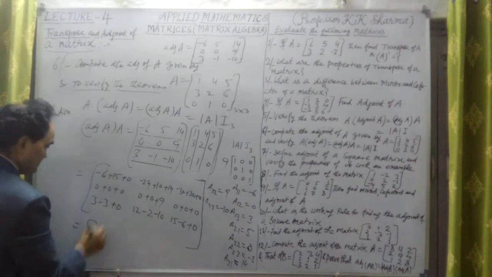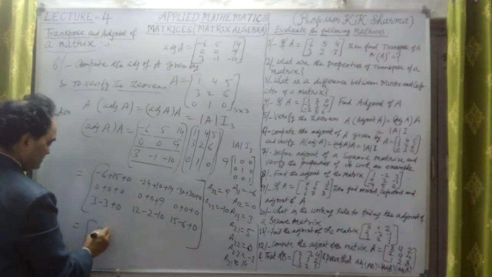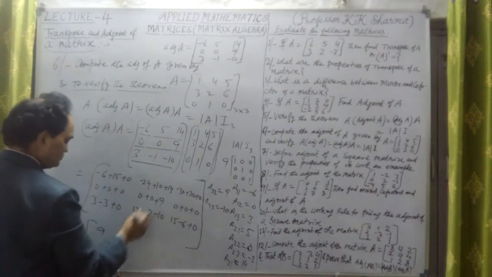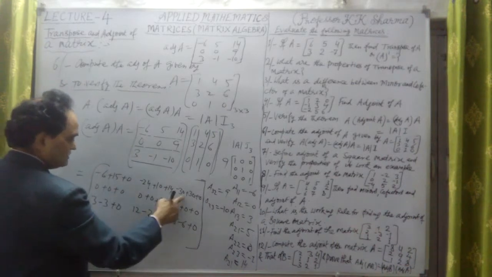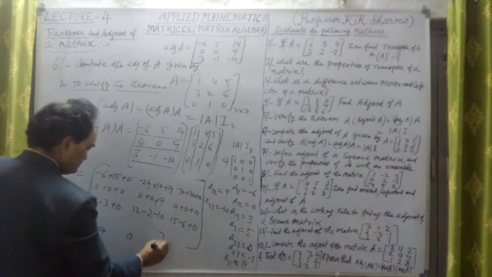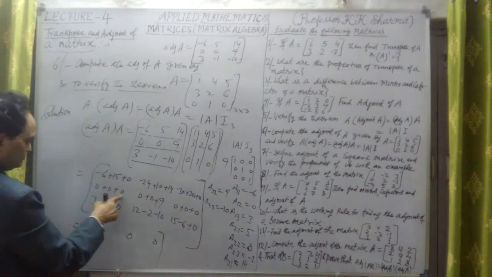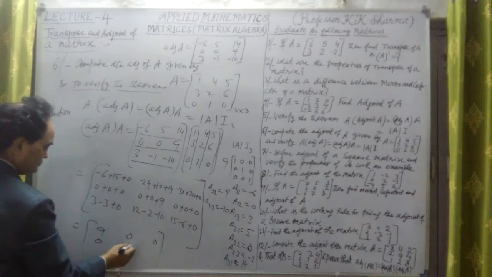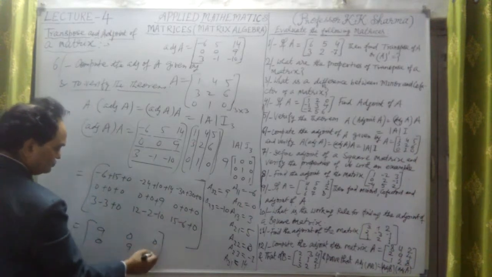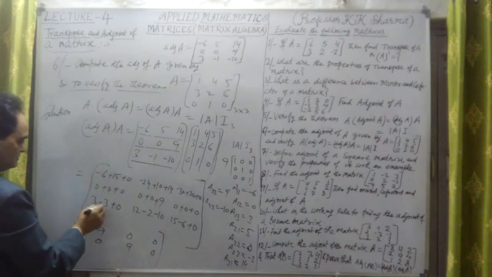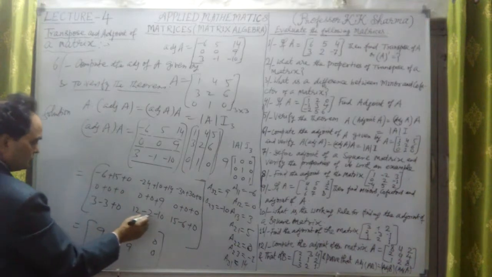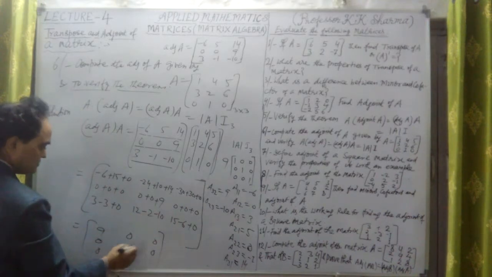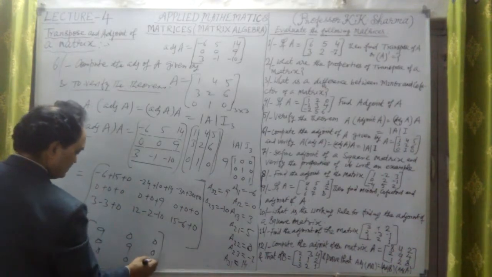What we see here: 15 minus 6 is 9. Then minus 24 plus 24, 0. Minus 30 plus 30, 0. The same value, 0. 0 plus 0 plus 0 is 0. 0 plus 9 is 9, and 0, 0, 0, 0. It is 0 here. 3 minus 3 is 0. 12 minus 12 is 0. 15 minus 6 is 9.